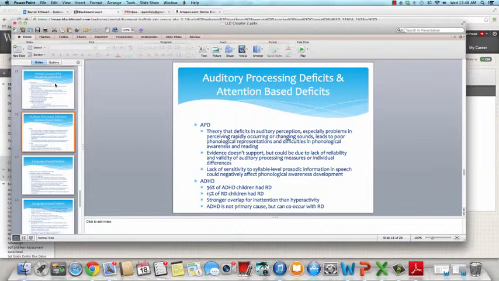And then ADHD deficits, so attention deficit hyperactivity disorder. One study found that 36% of ADHD children had reading disabilities, and subsequently 15% of reading disabled children had ADHD. And there was a stronger overlap for inattention type symptoms rather than symptoms of hyperactivity and impulsivity. So there is some overlap, but because ADHD, as we discussed last semester, is so subjective and depends on the observational data that you're collecting, you really can't say that ADHD is causing reading disability, but it can co-occur with reading disability.